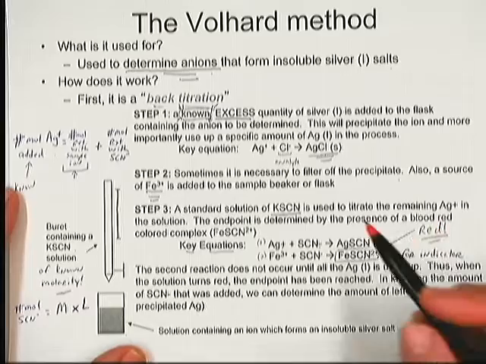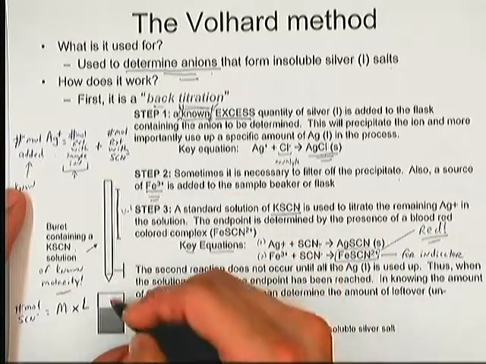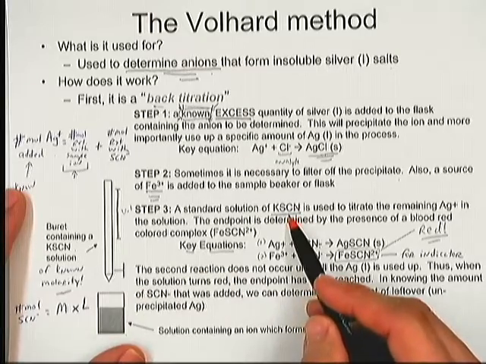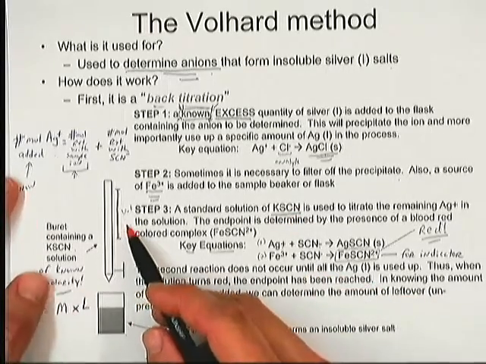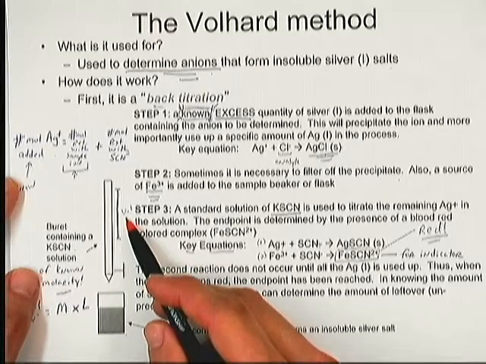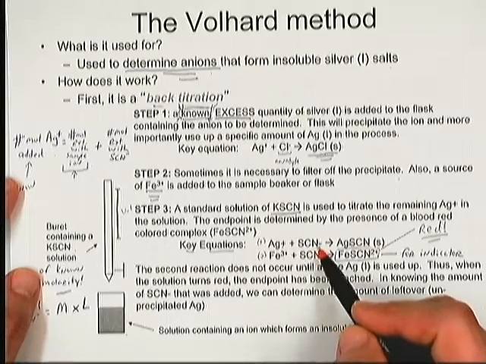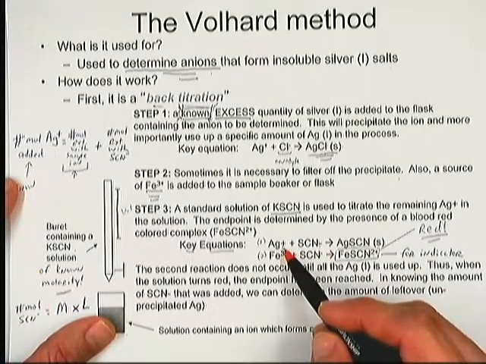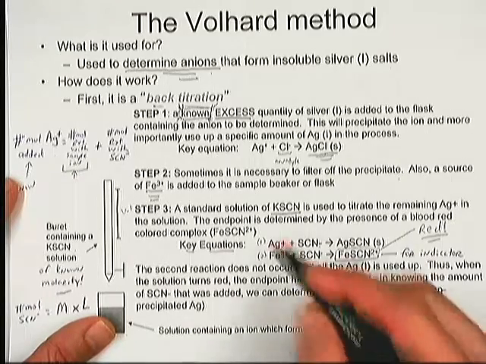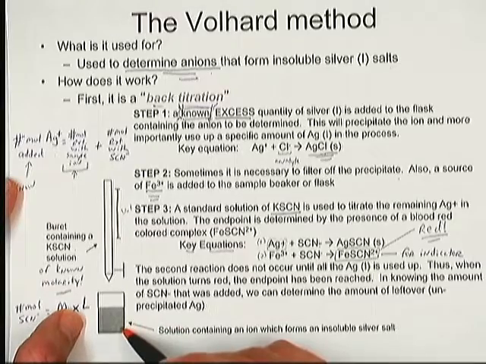Alright, so what do we get out of this information? Well, from the volume of my standard potassium thiocyanate solution and the molarity of that solution, both of which I measure or know, I can compute the moles of SCN⁻ added. That number of moles to reach the end point must correlate in a 1-to-1 fashion via the stoichiometry of this reaction with the amount of silver plus 1 that was floating around in the beaker.